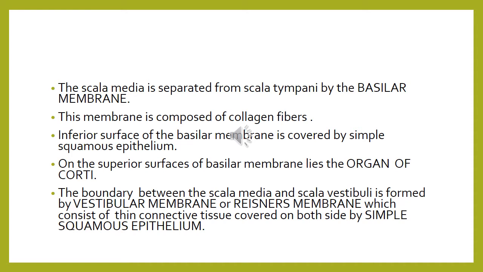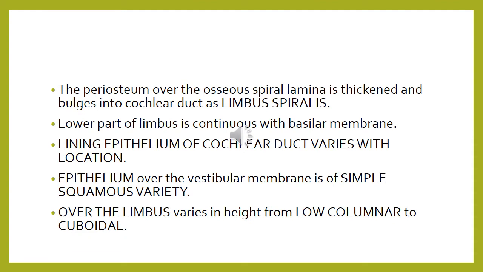And the boundary between the scala media and the scala vestibuli is formed by the vestibular membrane. The other name for it is Reissner's membrane, which consists of a very thin layer of connective tissue, and this connective tissue is covered on both sides by simple squamous epithelium. The periosteum over the osseous spiral lamina is thickened and it bulges into the cochlear duct as the limbus spiralis. The lower part of this limbus is continuous with the basilar membrane.